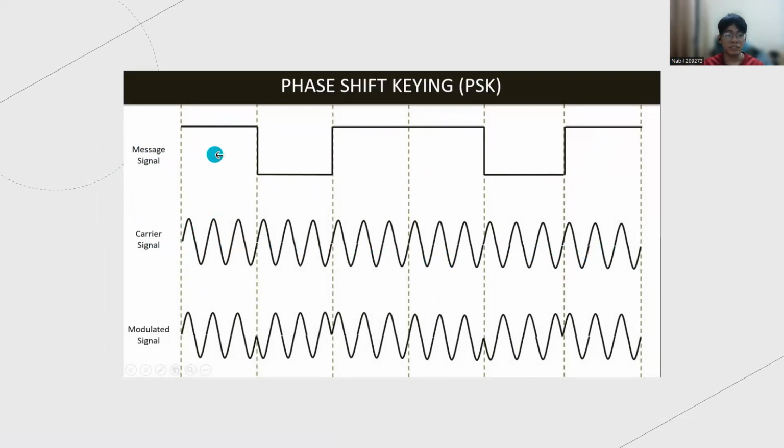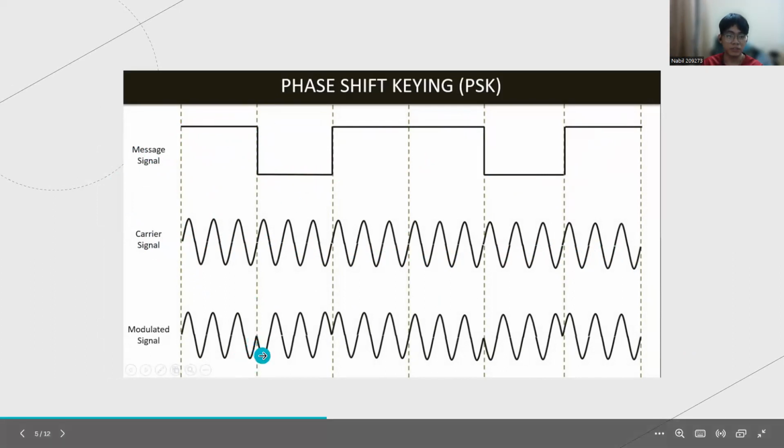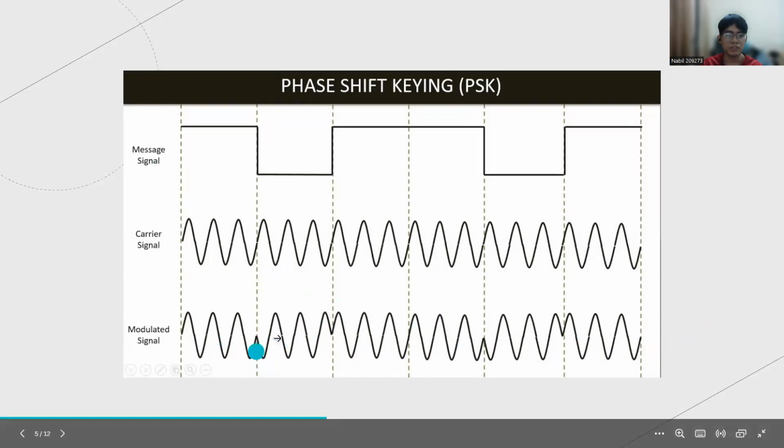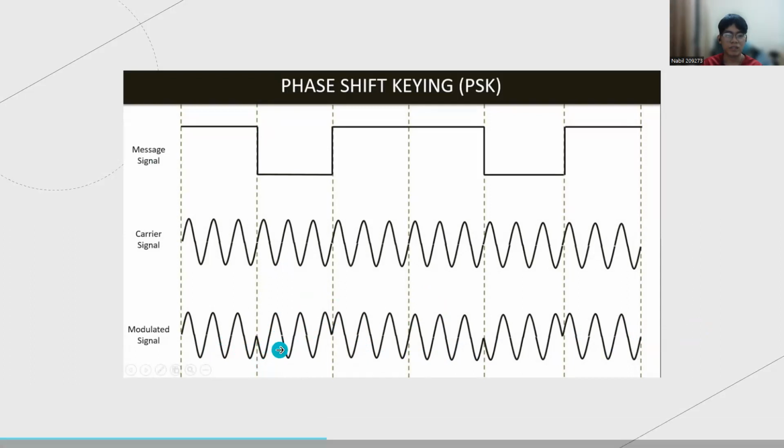As you can see here, when the digital signal changes from 1 to 0, there is a phase shift of 180 degrees of the carrier signal. This change usually happens during the modulation. Meanwhile, at the demodulation side, this phase shift will shift back to its original signal.